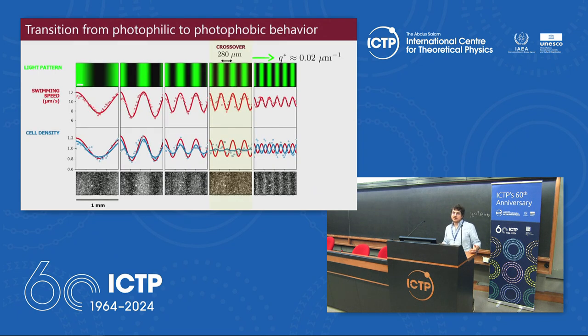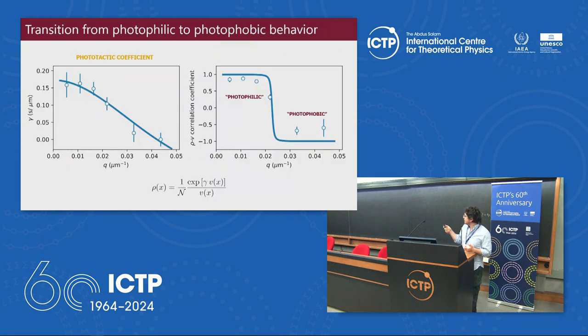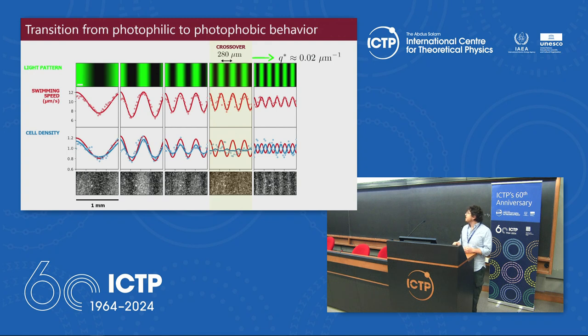We did the experiment, shining different patterns with different frequencies. We could track the speed in this suspension of bacteria. We could quantify the density in all the experiments. And from this, we could fit all the parameters that were displayed in the previous slide. And you can observe that there is a transition from a photophilic effect on the left to a photokinetic effect on the right, where bacteria accumulate in the dark.